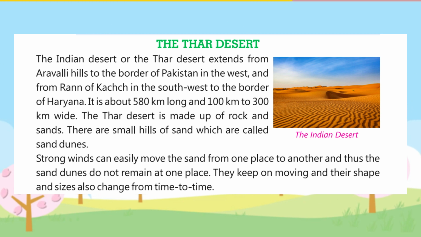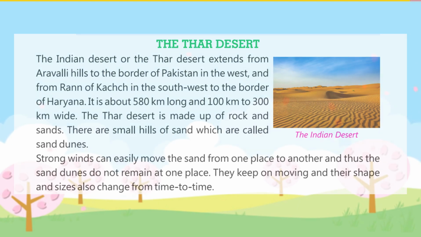The Thar Desert is made up of rock and sand. There are small hills of sand which are called sand dunes. Strong winds can easily move the sand from one place to another, and thus the sand dunes do not remain at one place. They keep on moving and their shape and sizes also change from time to time.